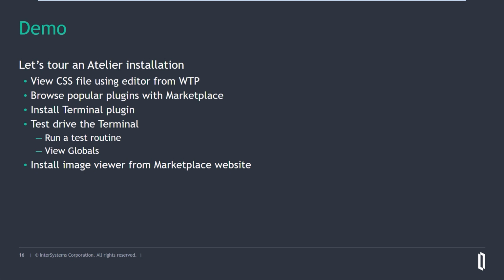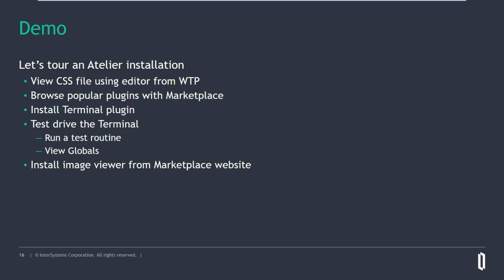Okay, demo. So let's just talk through this for my own benefit as well, because otherwise I might forget what I want to show you. I'm going to show you looking at a CSS file, and this is not using an editor from the Atelier team, but using something from the Eclipse ecosystem. We're going to browse through the marketplace using the client within the development environment. I will not be installing the terminal plugin because it's already installed.